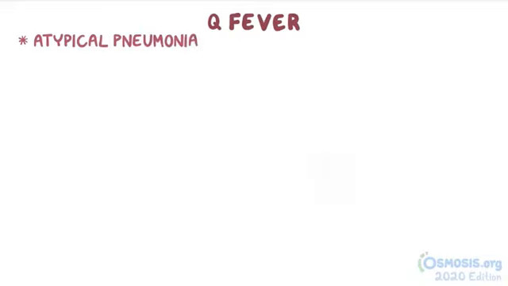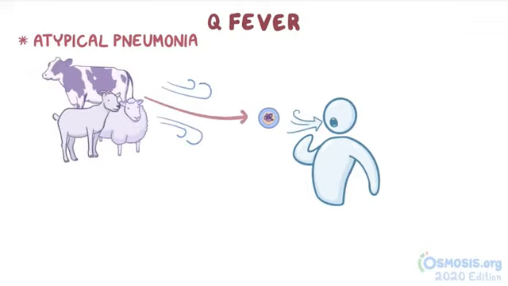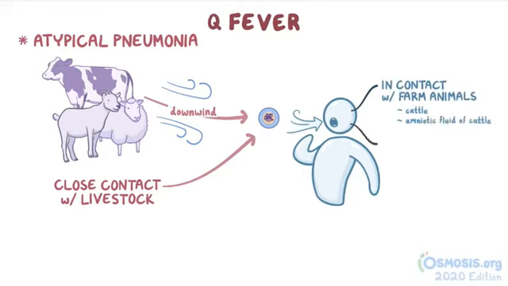Now, the primary disease that Coxiella burnettii causes is called Q fever, an atypical pneumonia. This disease results when people inhale the Coxiella spores. This usually happens when spores are blown downwind from animal farms or when they come into close contact with livestock that are harboring the bacteria. So people at high risk for infections include people in contact with farm animals, particularly cattle or the amniotic fluid of cattle, and slaughterhouse workers.